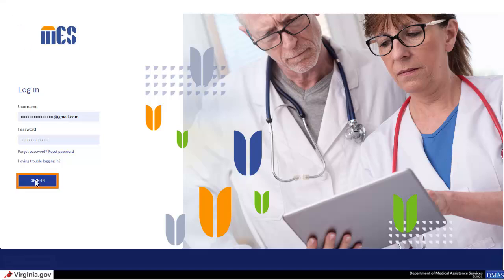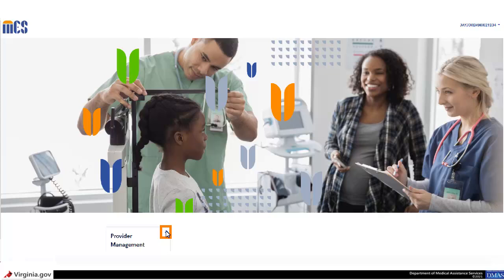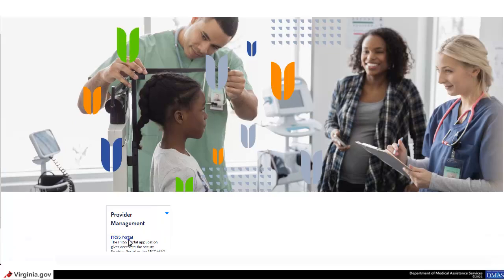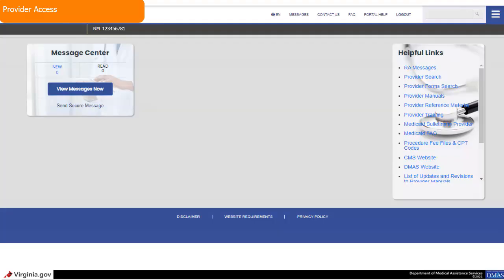Click Sign In. Click on the blue arrow on the Provider Management tile. Then click on the PRSS portal. If you only have access to manage your own account, your provider portal homepage displays, and your NPI will display on the provider identifier bar.